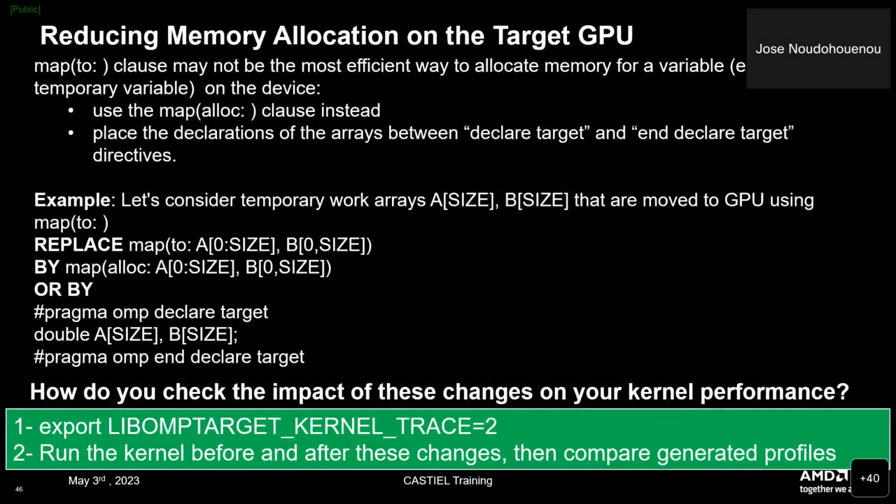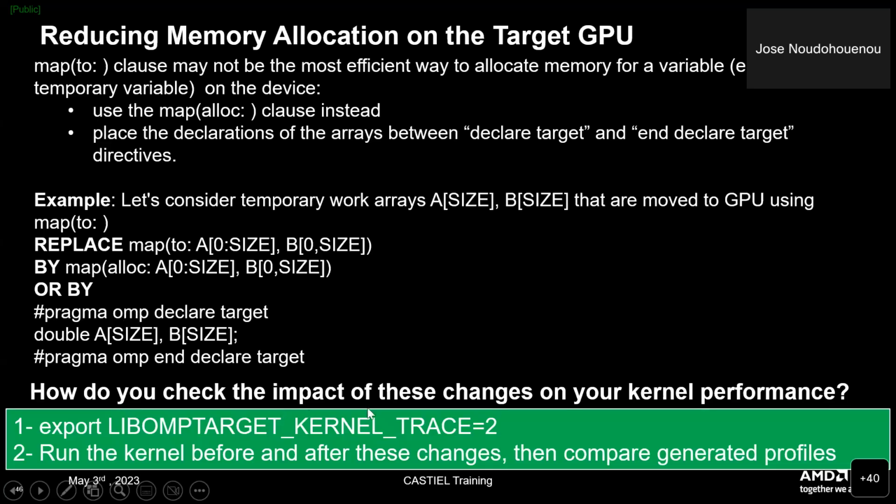Another place where it is interesting to use this kind of profiling is when we try to reduce memory allocation. For example, as we said in the previous slide, map to is not always the most efficient way to allocate memory for a variable. So if it is map alloc, use map alloc, or place the declaration of the array between declare target and end declare target. So let's consider, for example, this array, and let's say that it is a temporary array. If it is a temporary array that we move to GPUs, depending on what is inside the array, you might need to replace map to by just map alloc. Or you can just place this array within declare target and end declare target.